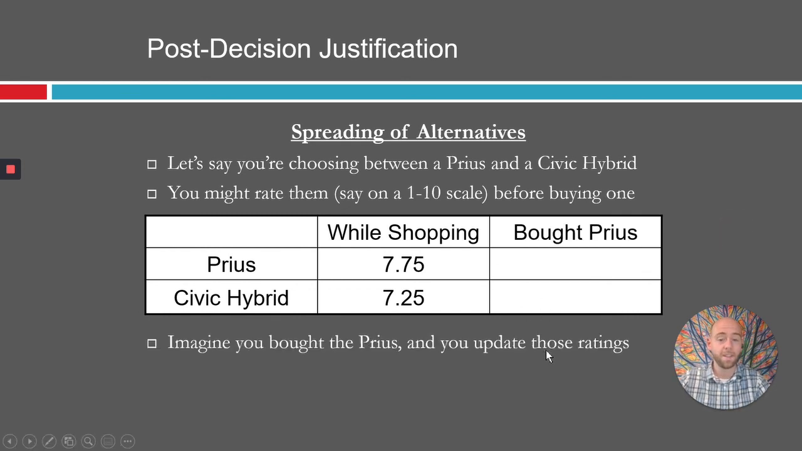But let's say you purchase the Prius and you think about it more later on. Your rating of the Prius might get inflated a little bit. You might think, yeah, I am glad I chose this car. It's really great. For the Civic, maybe you're thinking, oh, you know what? I dodged a bullet there. That would have been kind of a bad car for me. But nothing about the cars has actually changed. The only thing that has changed is that you engaged in a behavior that you're having trouble justifying. So this is post-decision justification.